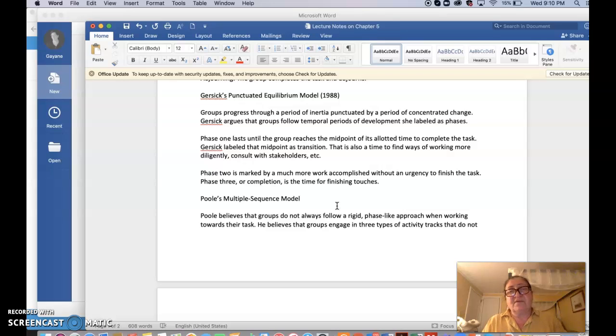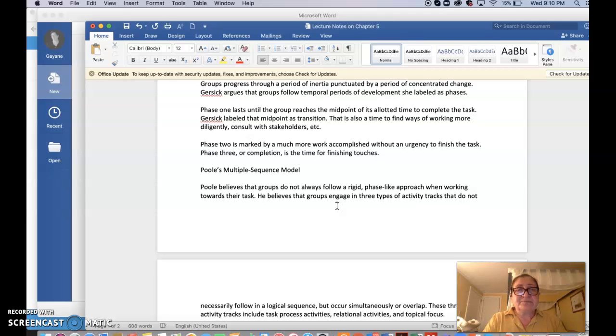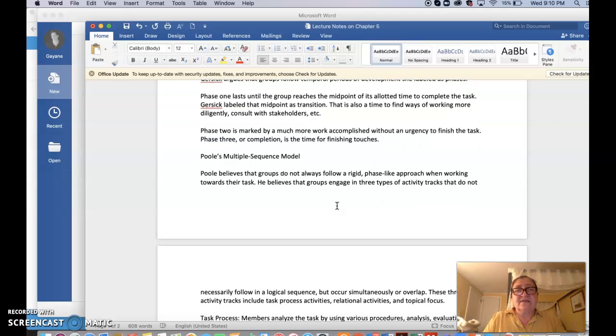She argues that groups follow temporal periods of development, which she labeled as phases. Phase 1 lasts until the group reaches the midpoint of its allotted time to complete the task. That midpoint is considered to be a transition. That word is used to indicate the midpoint, the transition point. That's also a time to find ways of working well, consult with stakeholders, so concentrate on the task a little more when the group reaches the midpoint.